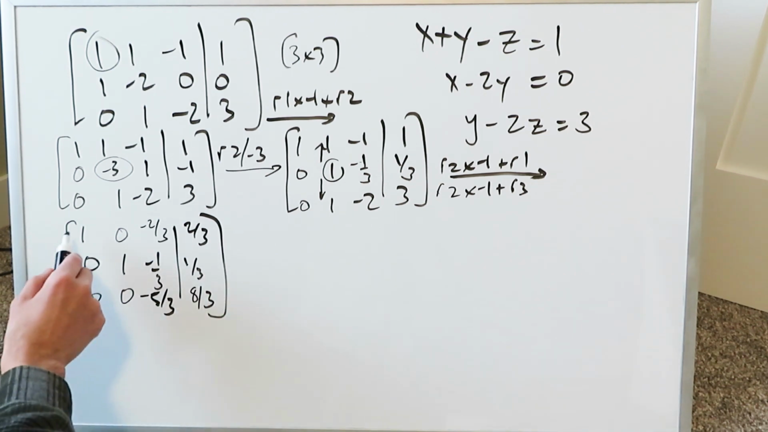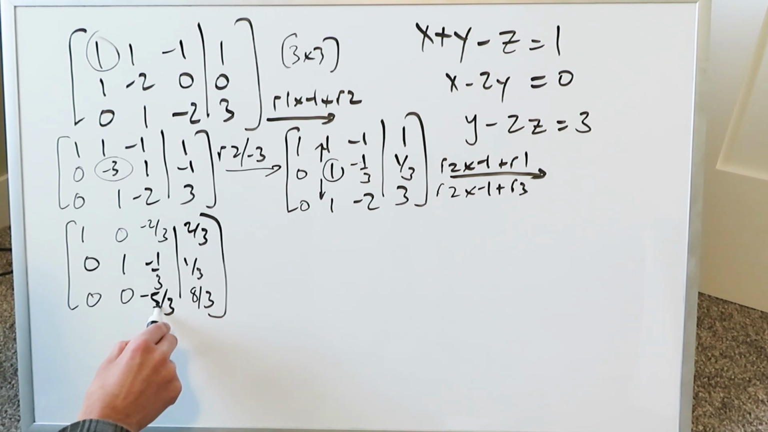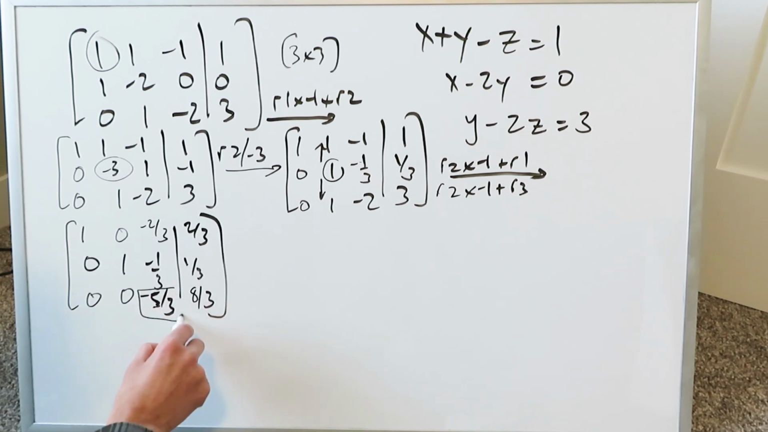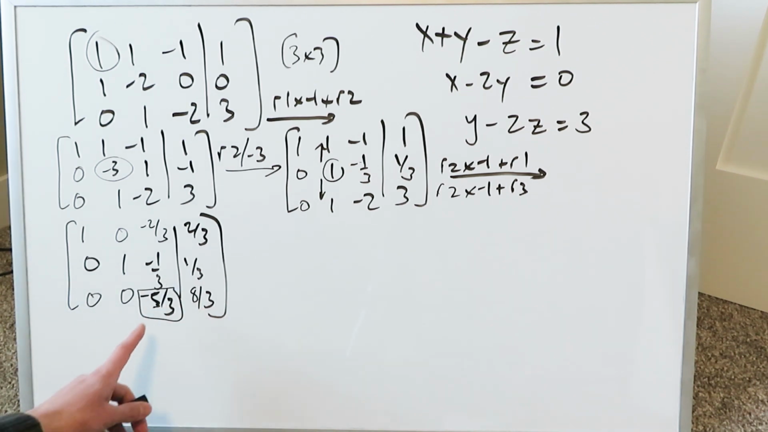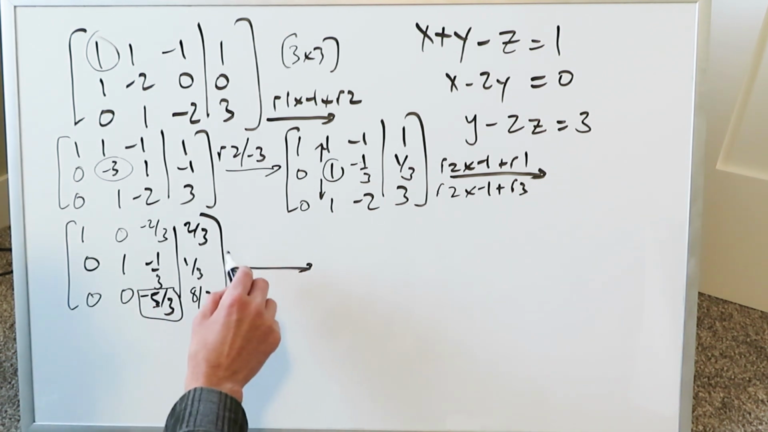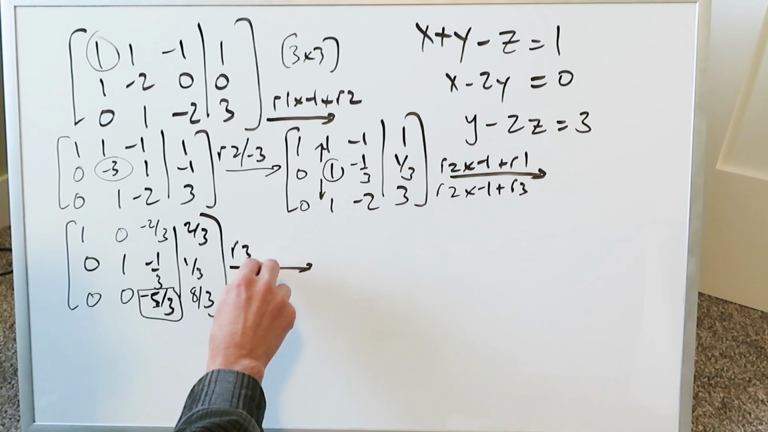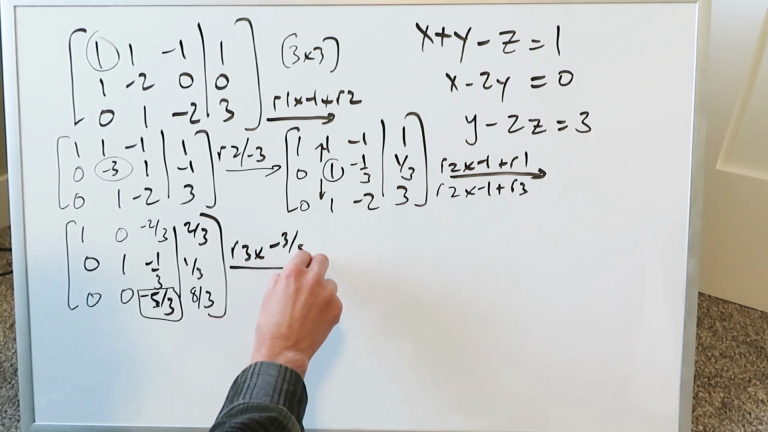Now, I've got my 1 here, my 1 here. The only thing that is missing here in terms of a 1 is this. So I'm going to do a rule over here to convert this minus 5 over 3 into a 1, and I'll hit it by its negative reciprocal. I'll do row 3 times minus 3 over 5.